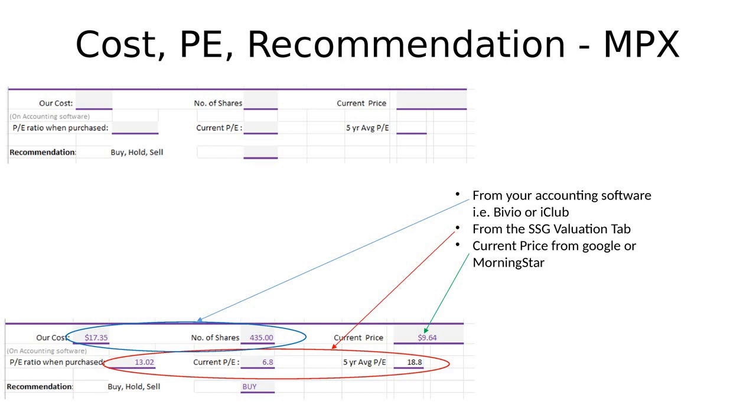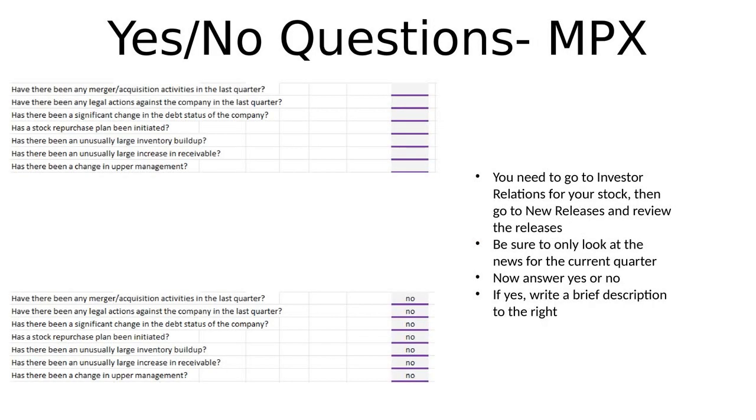And you can get these. I have on my phone the Morningstar app, and I just type in the ticker, and it tells me what it closed at. And then the other data you can get from the SSG valuation tab, right to the left of the quarterly tab. Okay. All right.